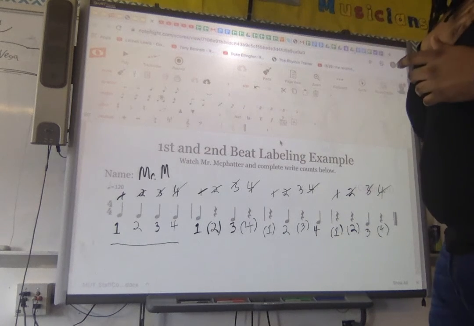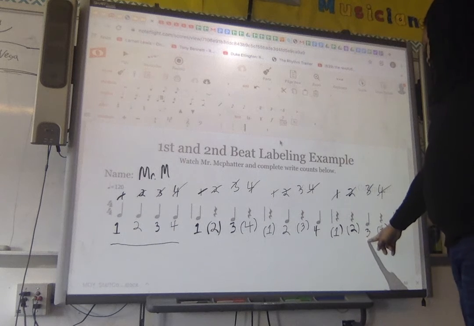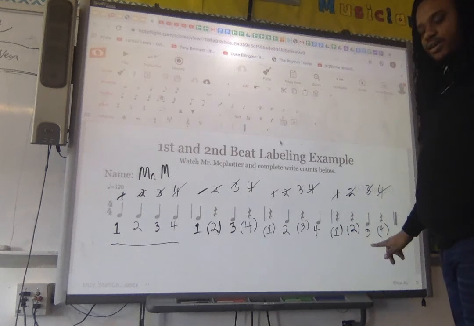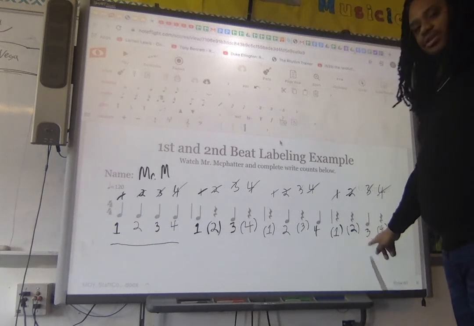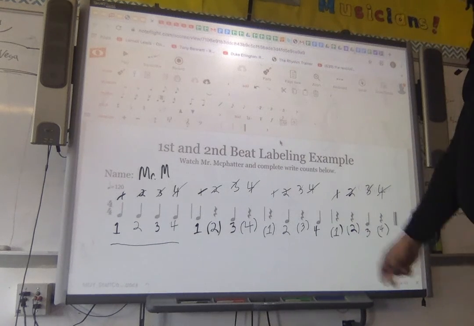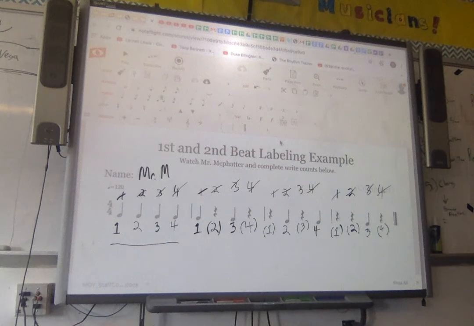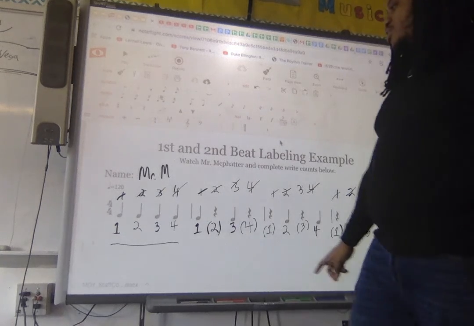Ooh, Mr. McFadden made a mistake. Where did he make a mistake? Yep, right here. He was supposed to play beat 3, but he didn't play beat 3. So let's start right here at this measure right here. 1, 2, ready, starting right here. Shh, shh, shh. All right, let's do this one more time, all the way from the beginning.